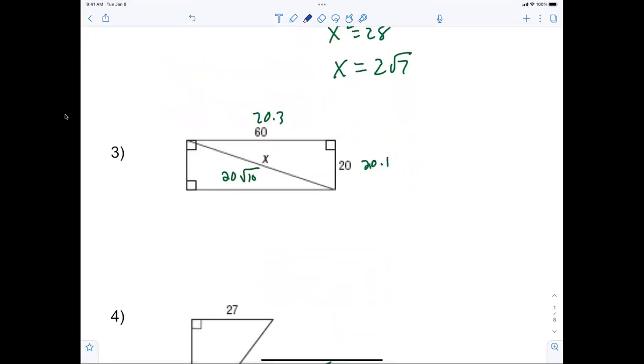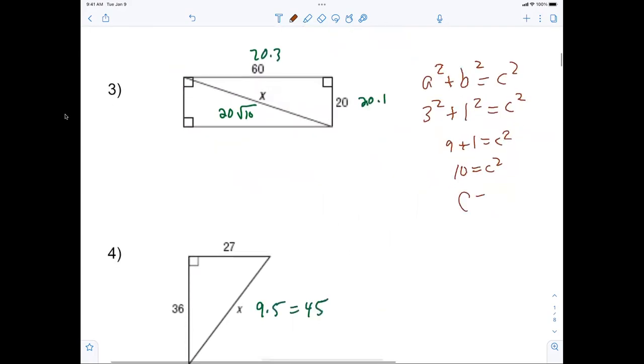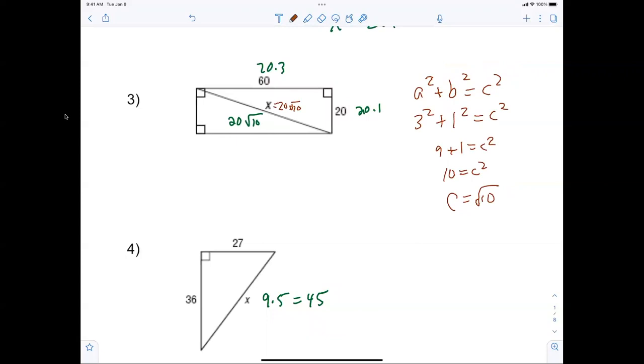Okay, number 3, we did a lot. That was 20 times 1. That was 20 times 3. So the other one had to be 20 times, and then you do a squared plus b squared equals c squared. 3 squared plus 1 squared equals c squared. 9 plus 1 equals c squared. 10 equals c squared. C equals square root 10. So this was 20 square root 10. Anybody have any issues with that now? Good. I see some of you writing. That's good.